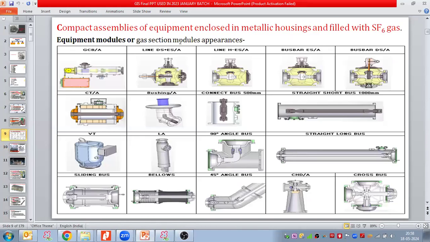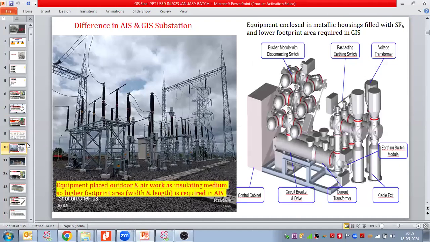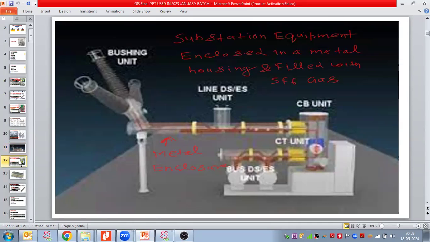We discussed that GIS is a compact assembly of the equipment. So I hope I'm clear about this as well. As I told, GIS and AIS have the same equipment, but the equipment installation medium is changing now. So the equipment is in a metal housing filled with SF6 gas, and a lower footprint area is required for GIS. Here we can see one more example: the enclosures, inside the enclosures we are placing the equipment, and we are filling the SF6 gas in the enclosure. So substation equipment is enclosed in a metal housing and filled with SF6 gas in case of GIS type substations. I hope I am clear with this.